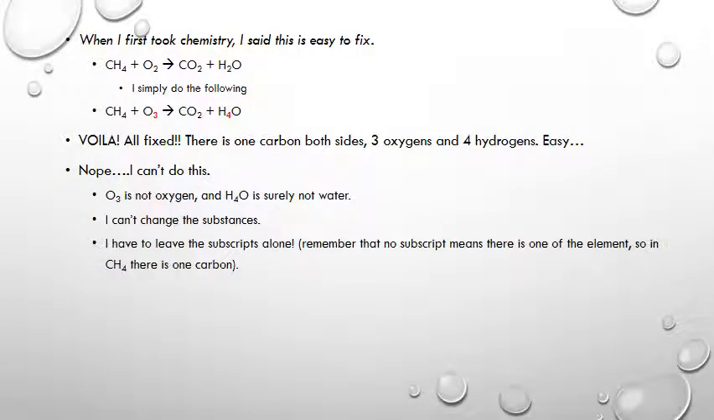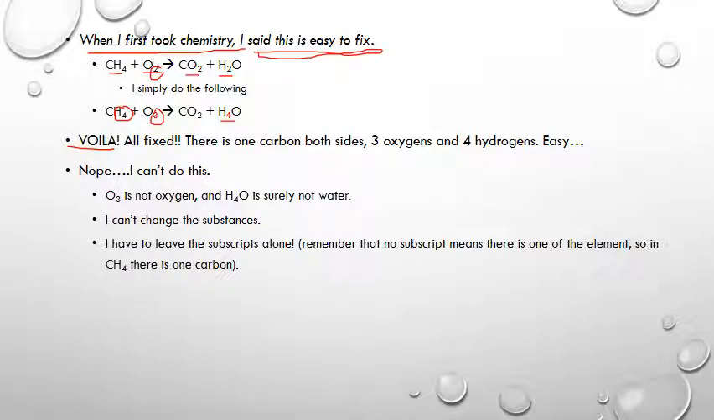Okay, so when I first took chemistry, oh boy, I can't believe it. I did a lot of dumb things, okay? I said this was real easy. I have this, carbon dioxide and water, and I'll fix it, okay? Here's the 2 here. Heck, I'll just change it to 3. Now there's 3 oxygens on both sides. And heck, there's 4 hydrogens over here. I'll just put a 4 over here, and I'm all done. Haha, voila. That means, ta-da, I done it.